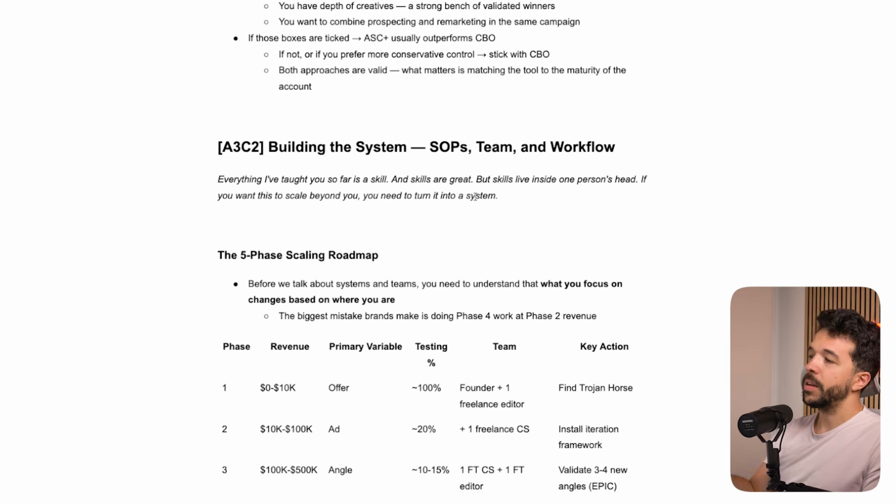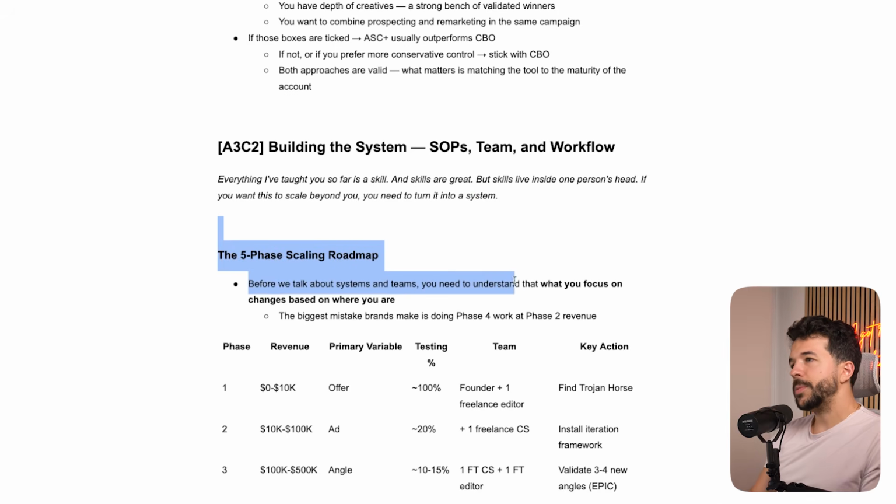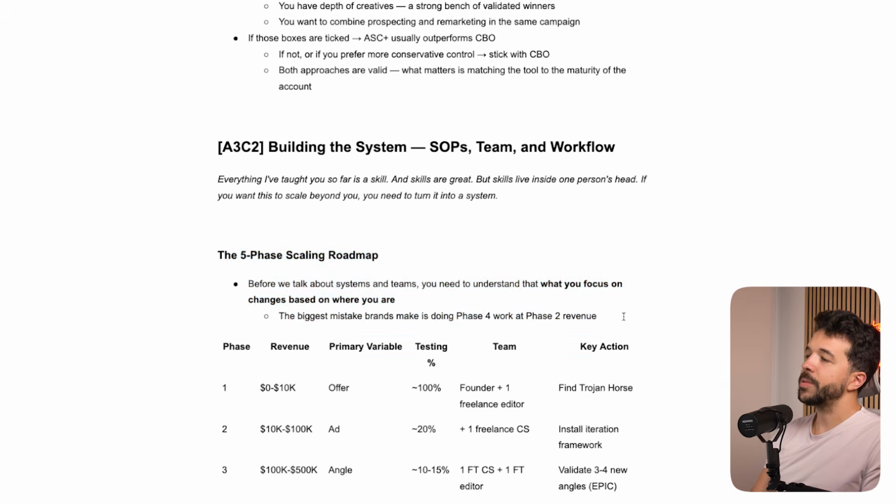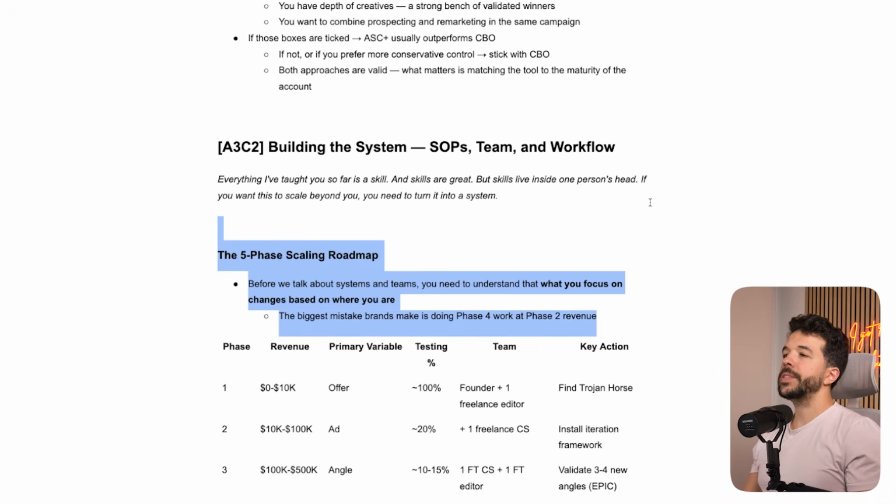This is everything we've done the last 3, 4 years. With agents, things might change. You might need fewer people, or you might have a bigger output. This is something that is apt to debate. But anyways, in terms of the scaling roadmap, we have a 5-phase scaling roadmap. And this is what I would call our scaling philosophy.